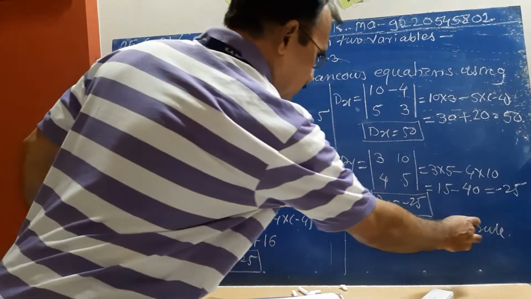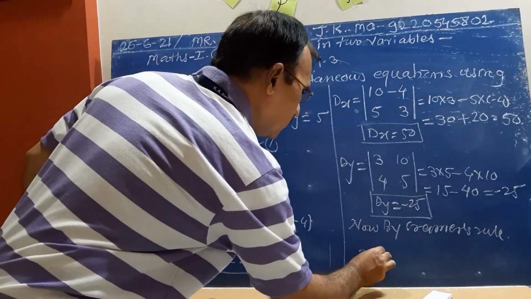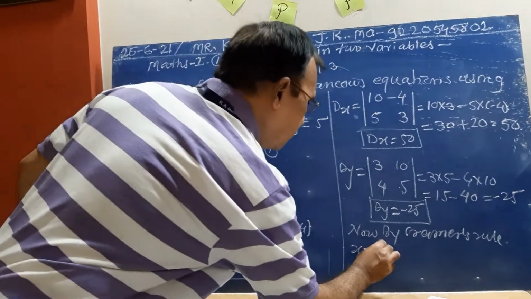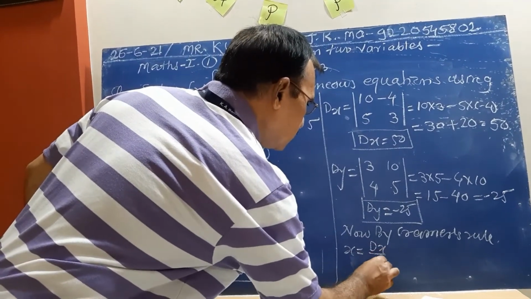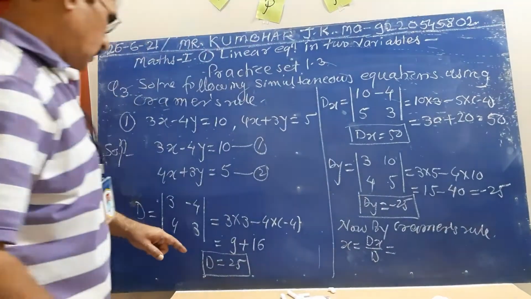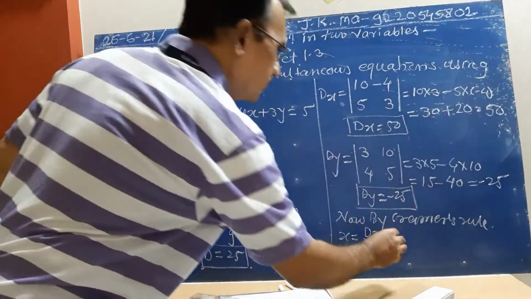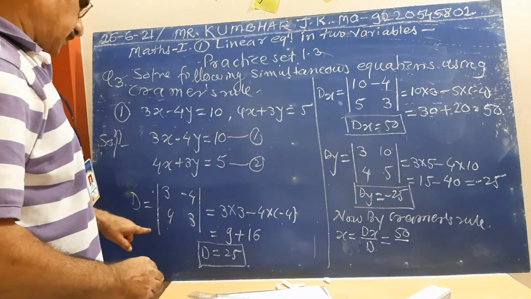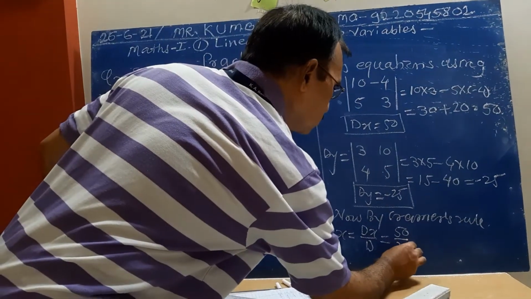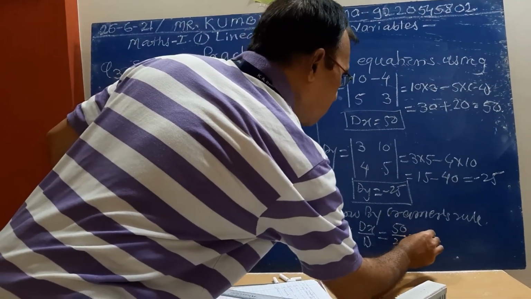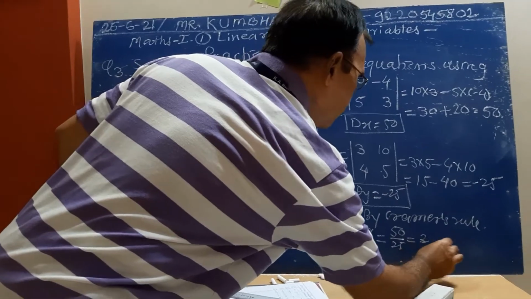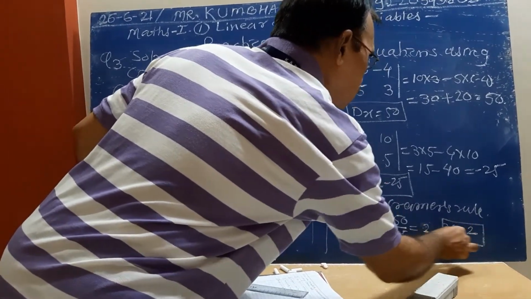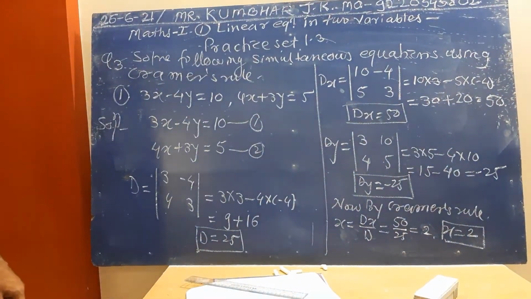Now by Cramer's rule, x is equal to dx by d. Here dx is 50 divided by d. D is 25. 25 twos are 50, means x is equal to 2. This is the value of x.